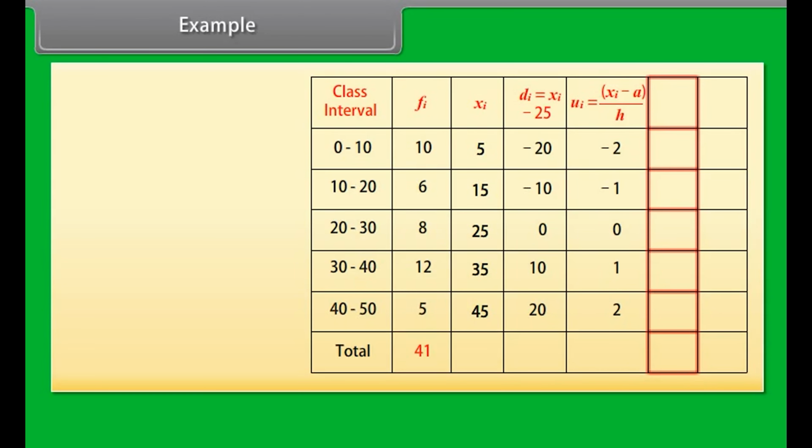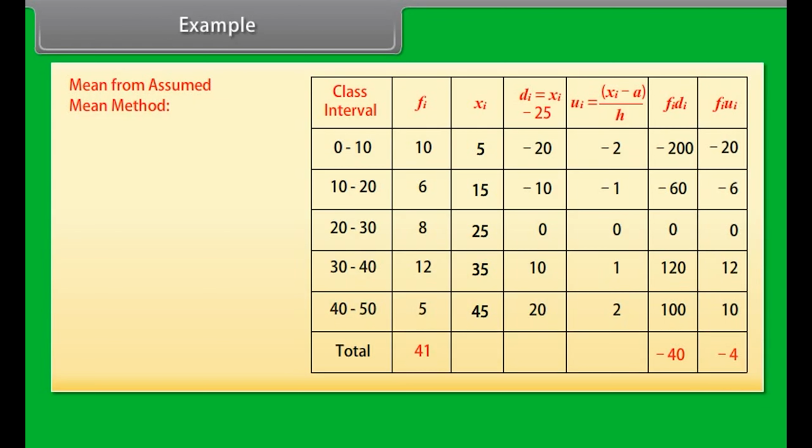In the sixth column, we find the product of fi and di, and their sum is minus 40. In the seventh column, we find the product of fi and ui, and their sum is minus 4. And then we find the mean using the assumed mean method by using the formula: assumed mean plus summation of the product of fi and di divided by summation of fi. 25 plus minus 40 by 41.